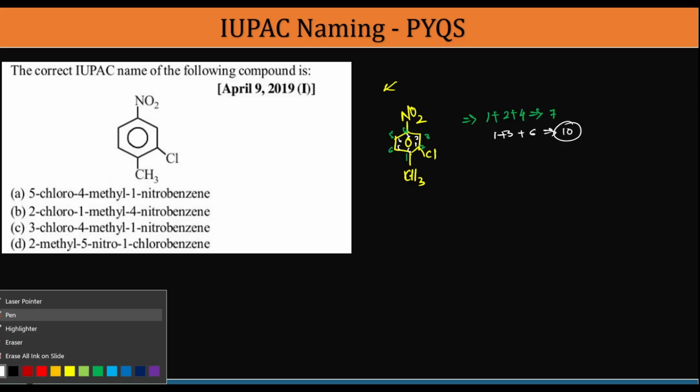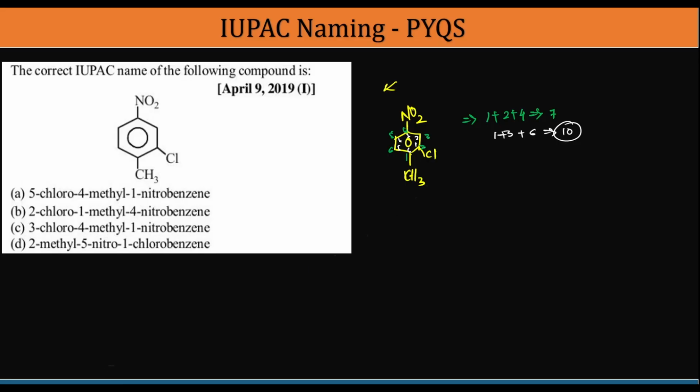Or else one more order that you can think of is this one. Let me give it the blue color. So you might think to give a numbering like this: 1, 2, 3, 4, 5, 6. This blue color one. Now just count the sum. 1 plus, the methyl group is at the second position, and the nitro group is at the fifth position. Here it is coming to 8. So which one is least? This 7 is least, right? So we will prefer this order.